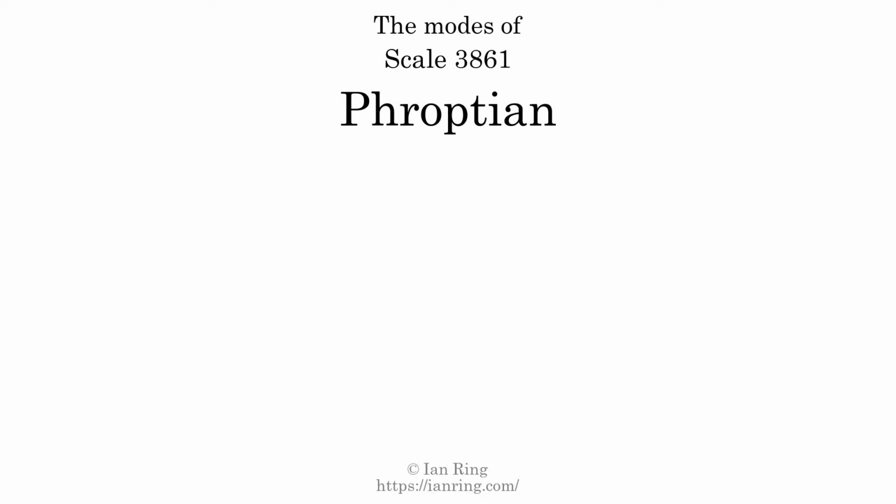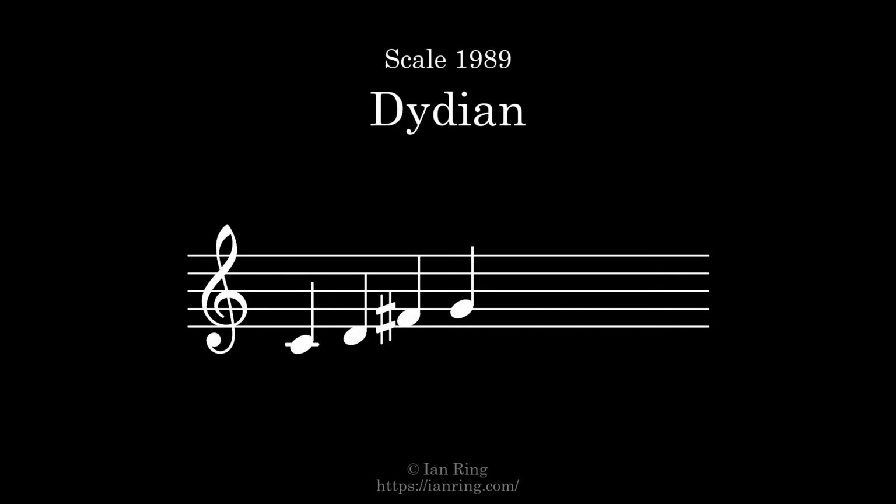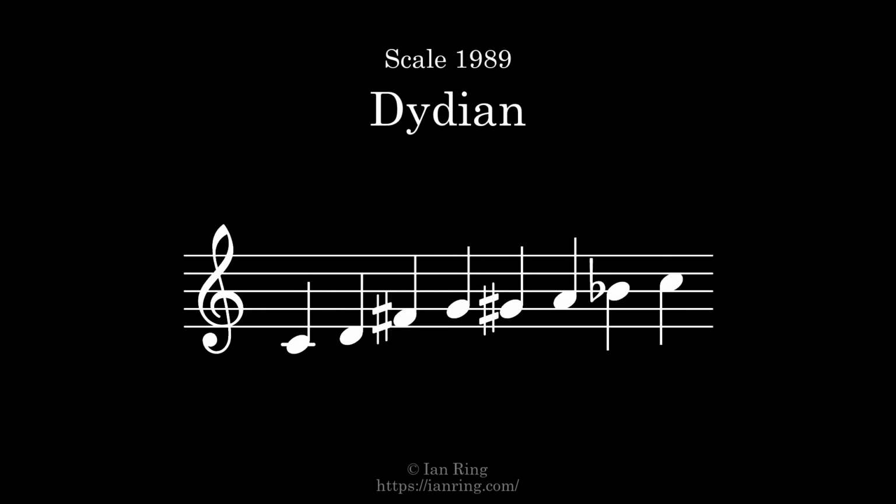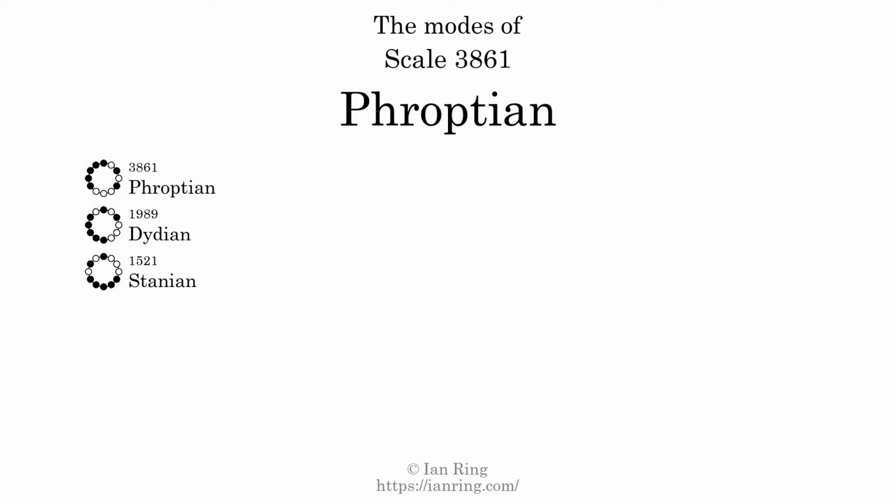This scale has 7 modes. The first mode is itself. The second mode is scale 1989, also known as Didion. It sounds like this. The third mode is scale 1521, also known as Stanion. It sounds like this.